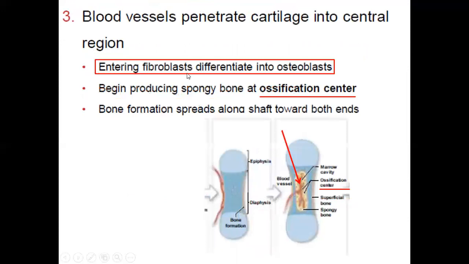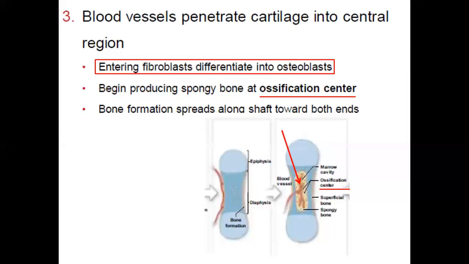As that continues, the blood vessels then penetrate from the outer surface here to the inner components of what will eventually be the diaphysis of this long bone. Remember, the diaphysis has a marrow cavity. So that's what we're starting to create here, this marrow cavity. So fibroblasts, think fiber, blasts. Blast means to synthesize or produce something, right, or increase something. So fibroblasts produce fibers. They differentiate, change, mature into osteoblasts as well.